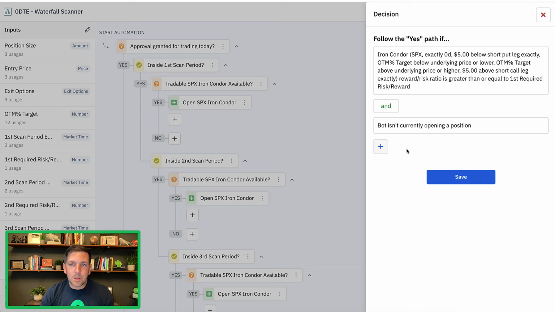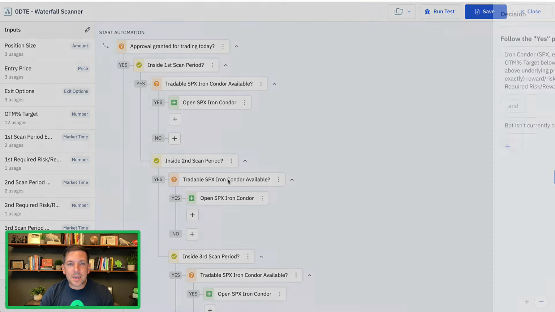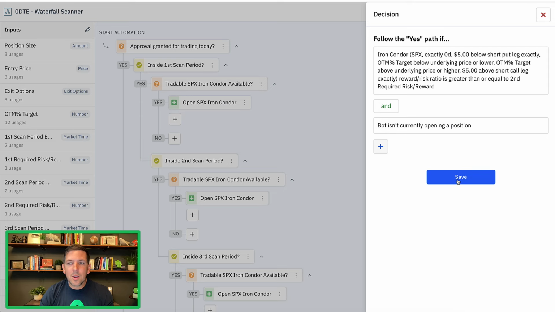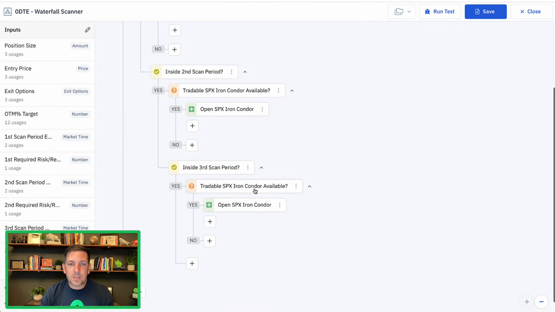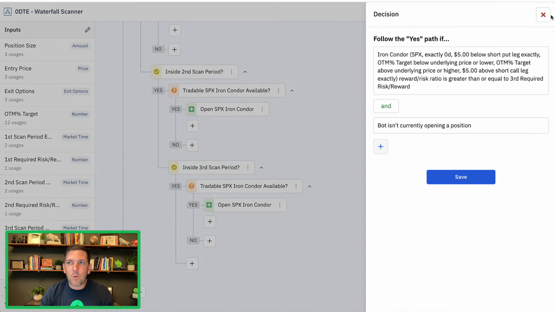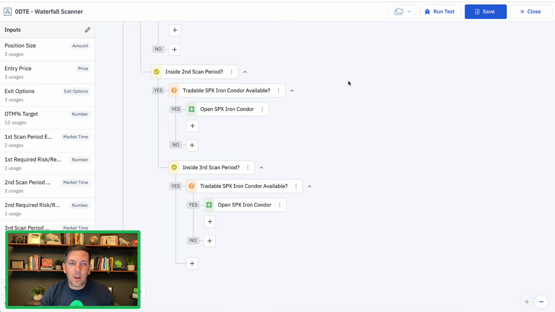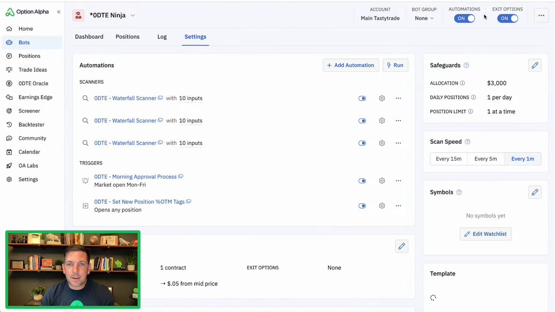So it's not going to double up on positions, right? And then the second scan period is looking for the second required reward to risk ratio. And this third scan period is looking for the third required reward to risk ratio, and on it goes as it goes down the line. Okay, so that's basically what it's doing. It's doing that every single time as it's running during the day.